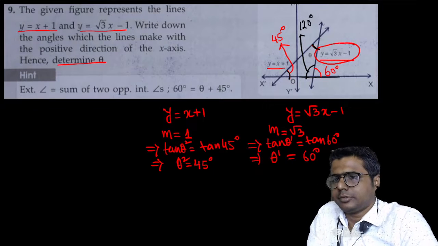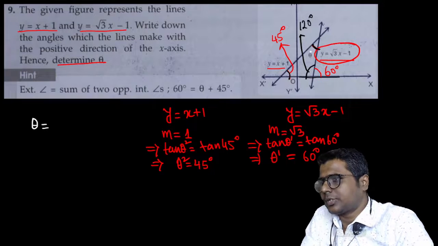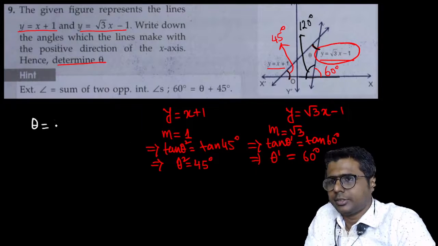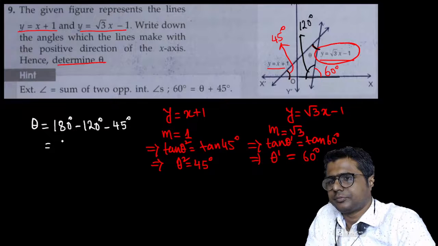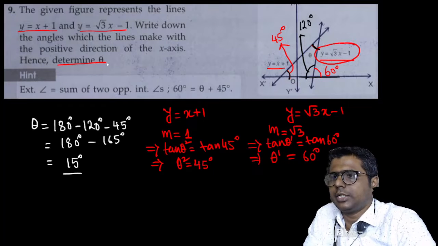So if I have to calculate what is theta, in this triangle the total angle will be 180 degree. So 180 degree minus 120 degree minus 45 degree. So the value of theta is nothing but 15 degree.